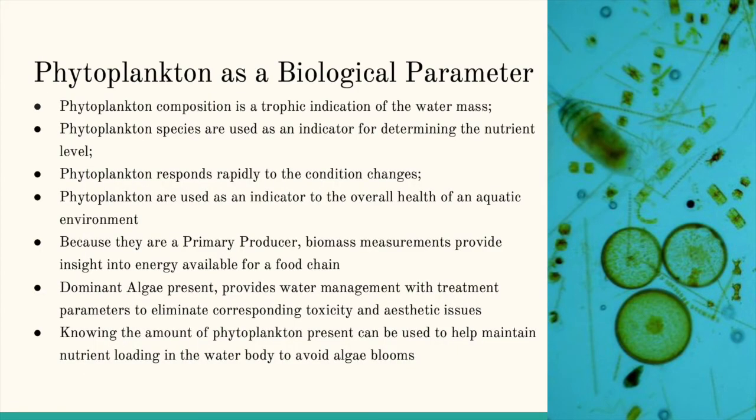Phytoplankton is a very important biological parameter. Being the primary producer in a food web, the biomass measurements for phytoplankton provide insight into the total energy available for a food web. Phytoplankton, being algae, provides water management with treatment parameters to eliminate the corresponding toxicity and aesthetic issues created by the dominant algae found in a water body. The dominant algae also provides water management with the ability to maintain the nutrient loading in the water body, as different algae are more susceptible to algae blooms.